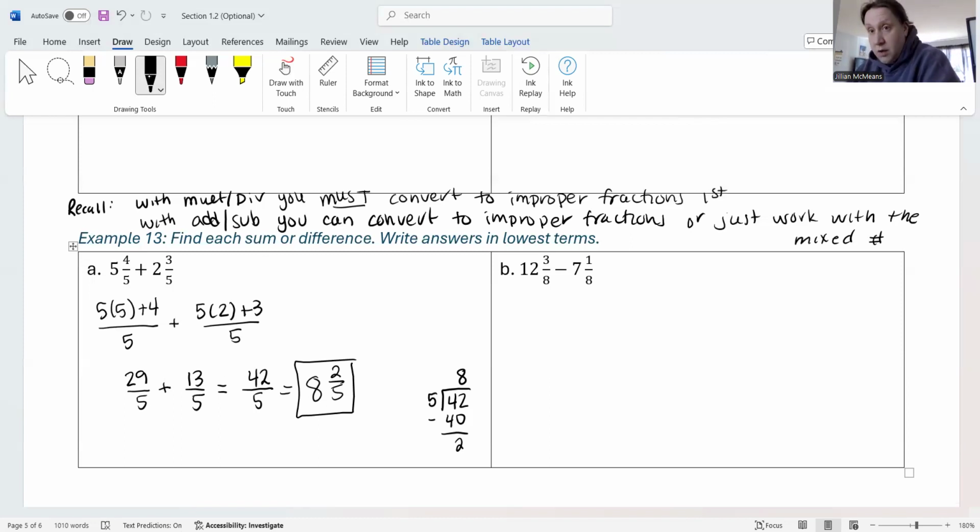So same thing, we're going to convert these to improper fractions. And here's where you're going to see the con to this method. Your numerators get a little bit big and harder to work with, but we can do this, no big deal. So we take the denominator, multiply it by the whole number, add the numerator, put it over the denominator. So we get 8 times 7 plus 1 over 8. So let's see what we get here. 8 times 12 is 96. 96 plus 3 is 99. So we get 99/8. Okay.